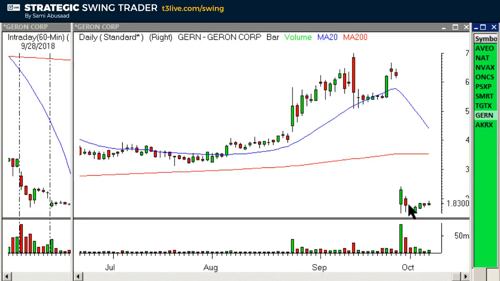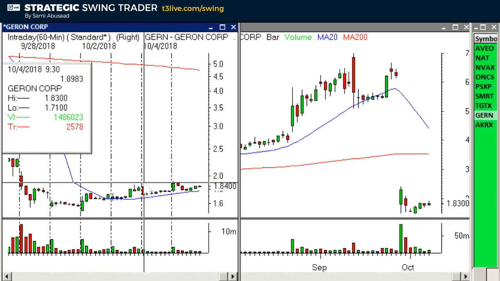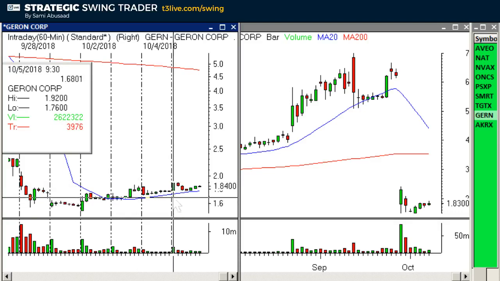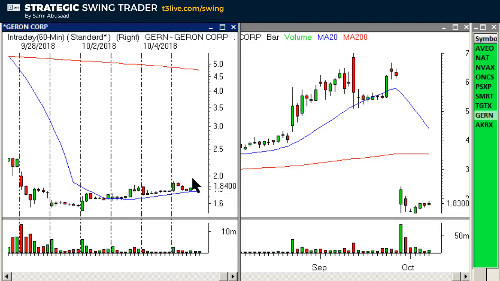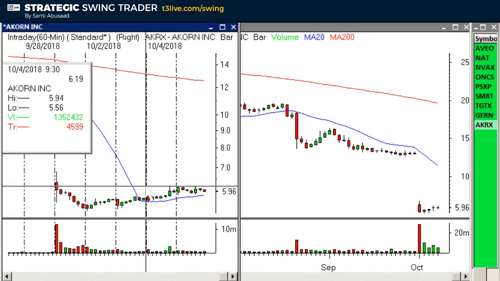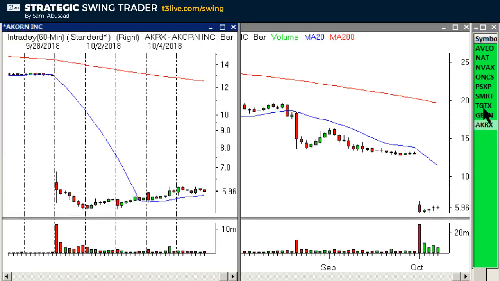Jern is similar to the TGTX. So if it can break above this hourly base, if you're not in already, I'm already in it, then you can look to get in it over $1.92. Obviously, I'm not making any recommendations. I'm just showing you some of these ideas for educational purposes only. AKRX, the same thing. Looks higher if it can break above the base. So they're similar to the TGTX.